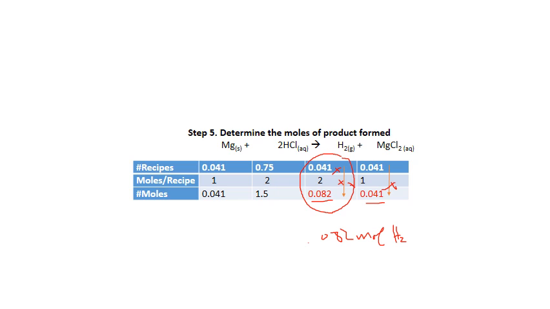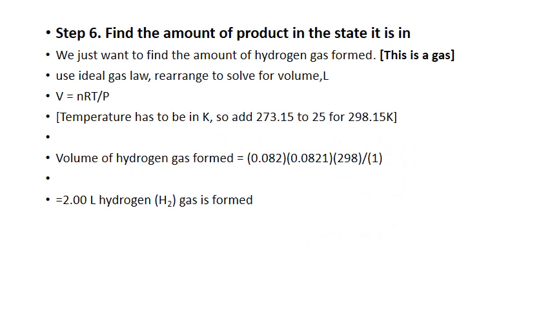Okay, and now what we do is find out how many liters that is. It's a gas, so we're going to use the ideal gas law. Okay, so we just plug everything in. So the ideal gas law, solve for V, nRT over P. So we have, here's n. Now, these two numbers look alike. That's just a coincidence, okay?